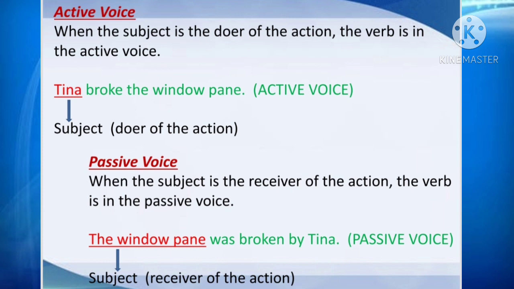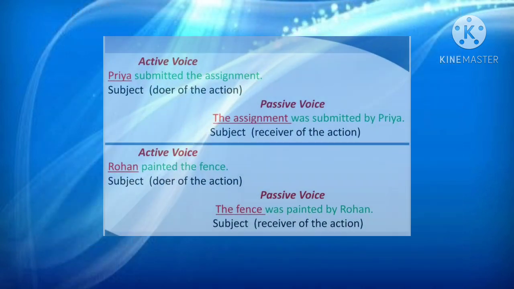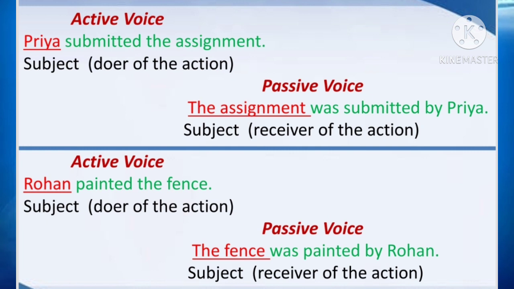The second sentence, the window pane was broken by Tina. Here, the window pane is the subject, but window pane is not doing the action. The action is done by Tina itself. So here the window pane is the subject and the subject window pane is the receiver of the action done by Tina. So here in this sentence, the subject is the receiver of the action. So the sentence is in passive voice. Now let us check some more examples to understand the difference between active and passive voice.